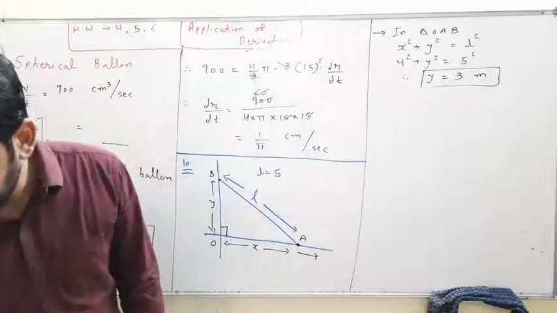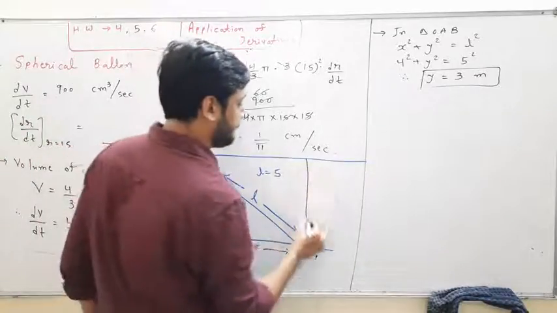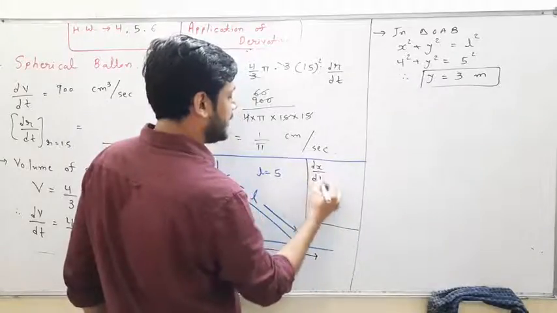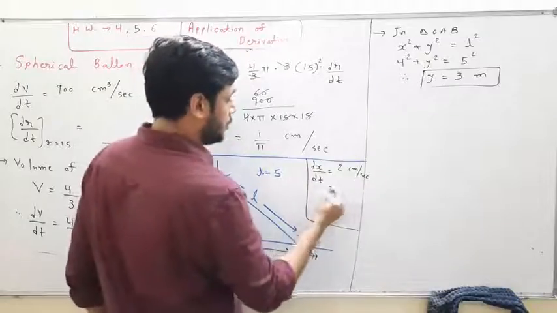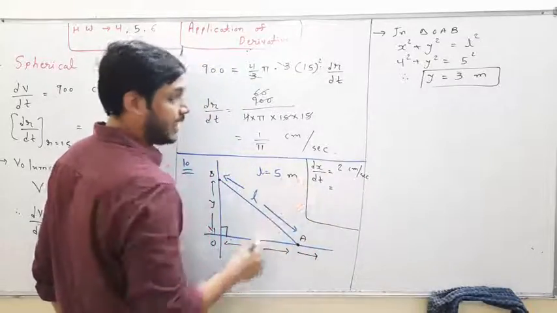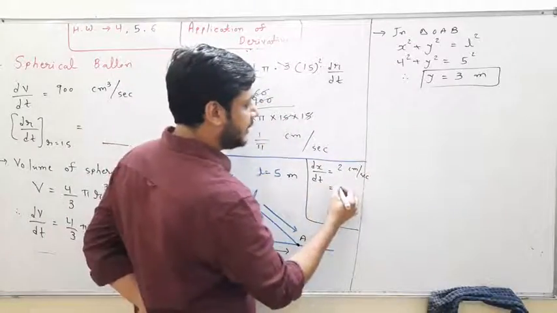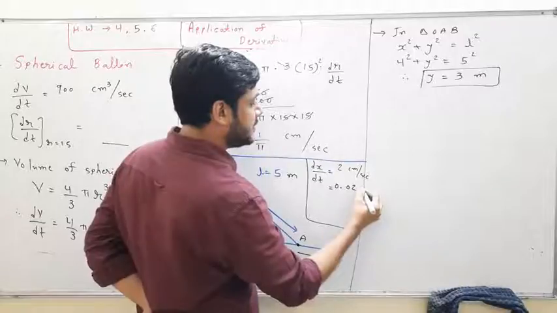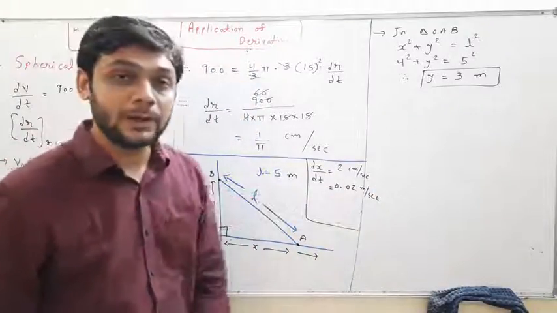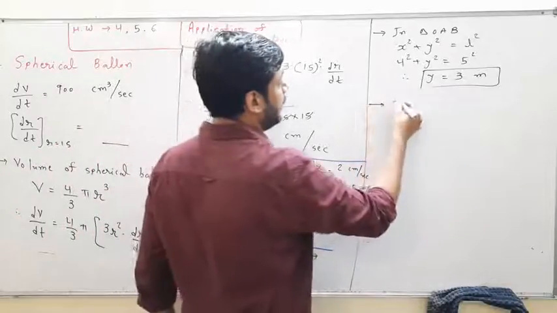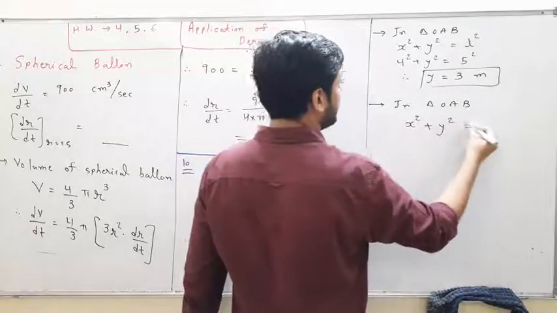Now another thing given is 2 centimeter per second, which means dx by dt is 2 centimeter per second. Here L is in meter, x is also in meter and y is also in meter, so we will convert 2 centimeter per second into meter per second. So that is 0.02 meter per second. Again we will use the Pythagoras equation, that is x square plus y square is equal to L square.